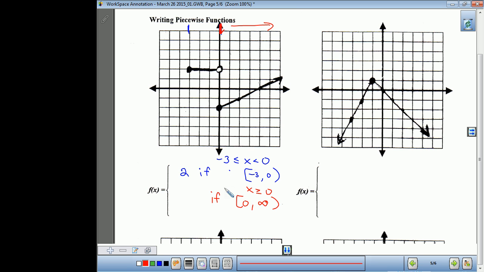What equation would model that function? 1/2 x minus 2. Okay, so the slope is 1/2 and the y-intercept is -2. Great. 1/2 x minus 2. We're done.